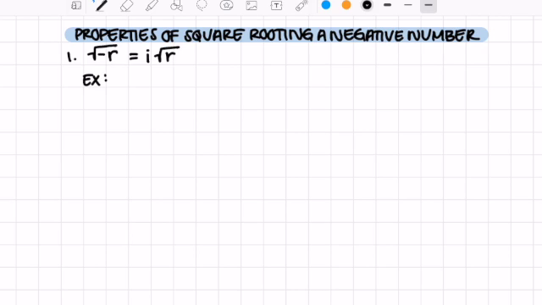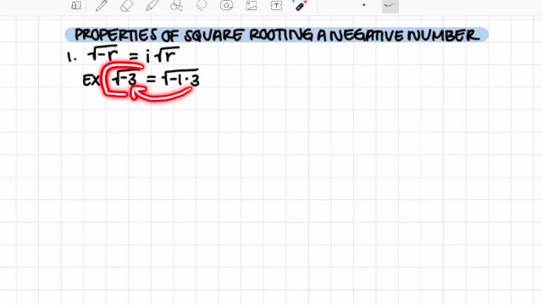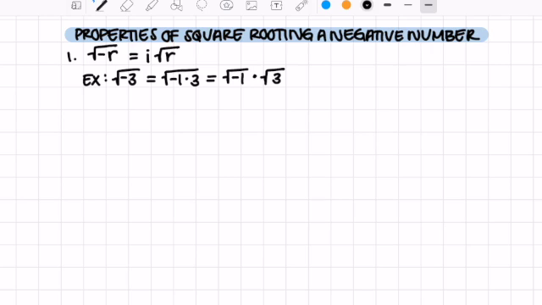let's say that I have the square root of negative 3. I could split this up and expand it by writing negative 1 times 3. Negative 1 times 3 still equals the square root of negative 3, so it's still the same answer. But now I can split my square root into two parts: the square root of negative 1 times the square root of positive 3.